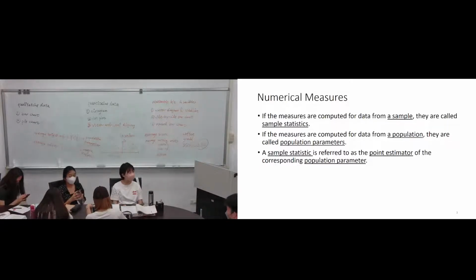That's the numerical measures. Again, the measures computed for a sample are called sample statistics. The measures computed for a population are called population parameters. And the sample statistic is referred to as the point estimator of the population parameter.